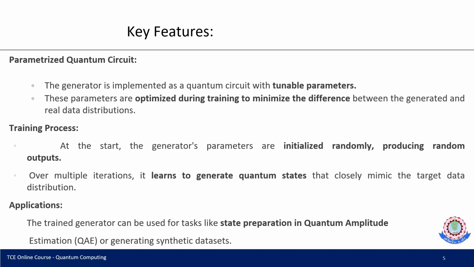Next is the training process. At the start, the generator's parameters are initialized randomly, producing random outputs. Over multiple iterations, it learns to generate quantum states that closely match the target distribution.